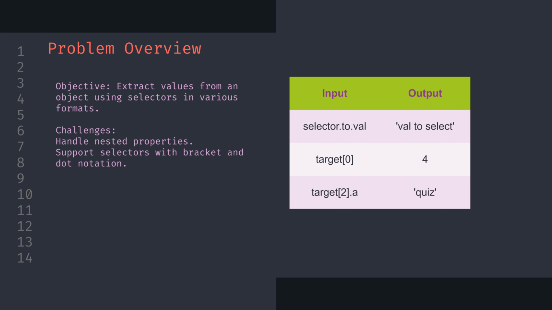The task is to retrieve specific properties from a nested object based on dynamic selectors. This includes handling both dot and bracket notation, while allowing flexible data extraction.